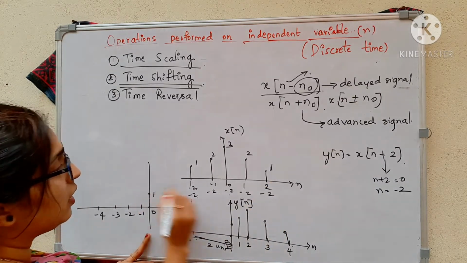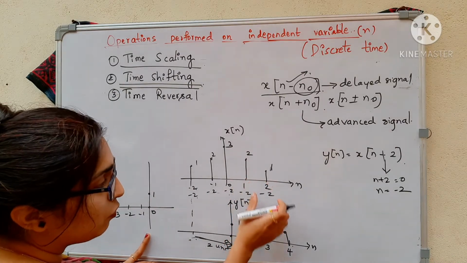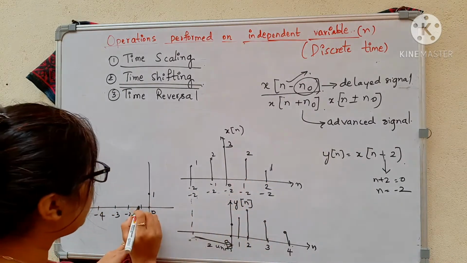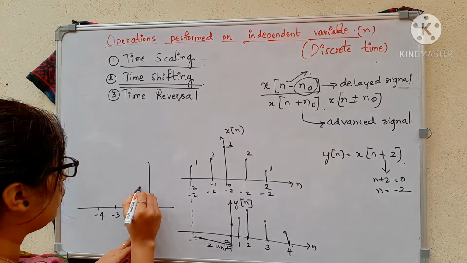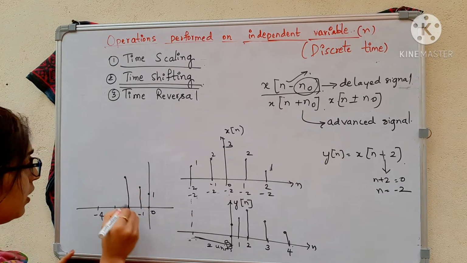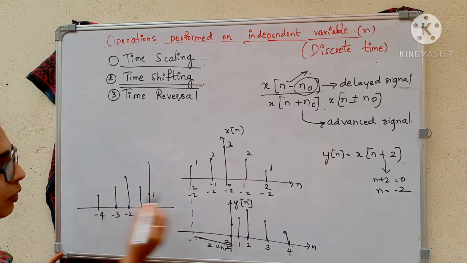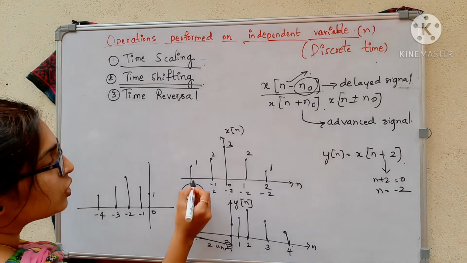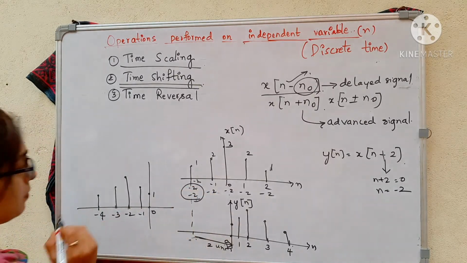So it is 1. Now whatever the value is at 1, 1 minus 2 is minus 1, so it will be at minus 1. So this is 2. Then you have 3. Then 2. Then you have 1. Because minus 2 minus 2 is minus 4. So whatever the value is at minus 2, it comes at minus 4.